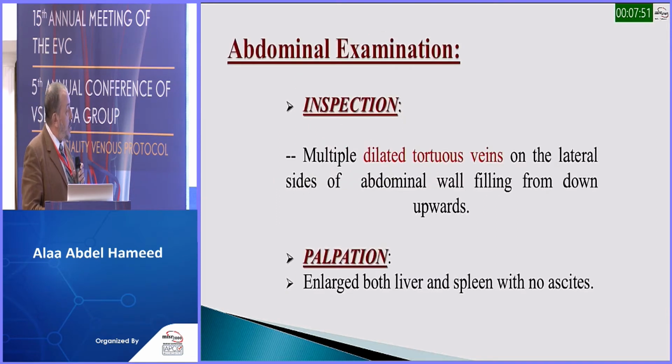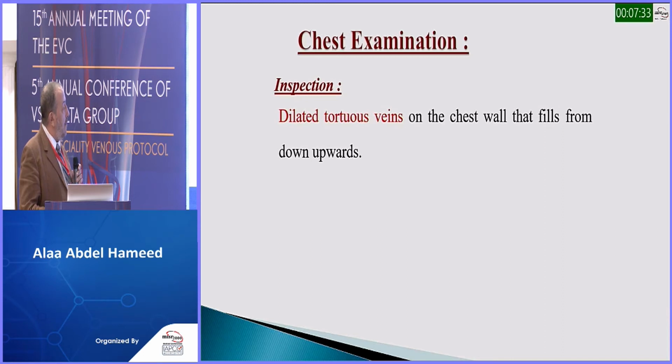On abdominal examination, surprisingly, we found multiple dilated tortuous veins on the lateral sides of the abdominal wall, filling from down upwards, and an enlargement of both liver and spleen. Also, we have these dilated veins on the chest wall, which fill also from down upwards. As we clinically know, dilated veins on the lateral wall of the abdomen and over the chest wall filling from down upwards means that we have some sort of inferior vena cava obstruction.